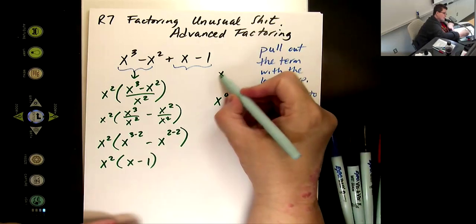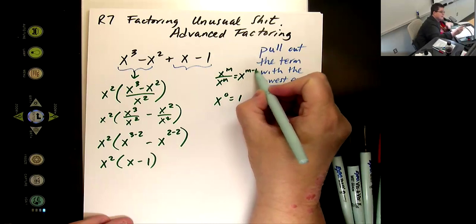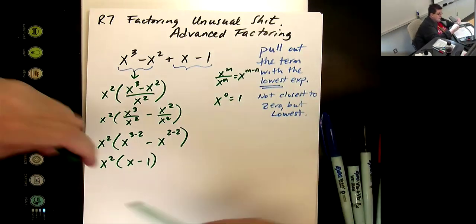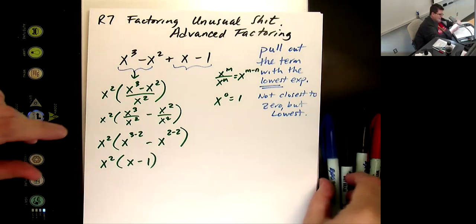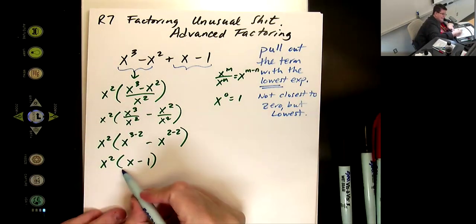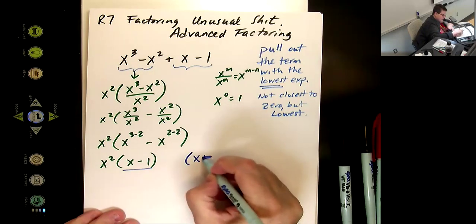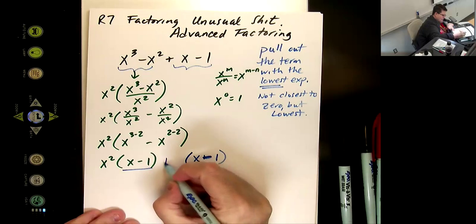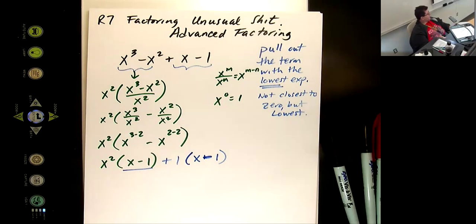And we're doing the whole x to the n over x to the m equals x to the n minus m. Then we want to see if that x minus 1 repeats. It does. The right side has an x minus 1. So the factor that must go out front is just a plus 1.